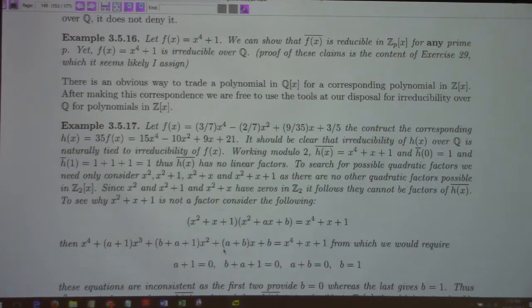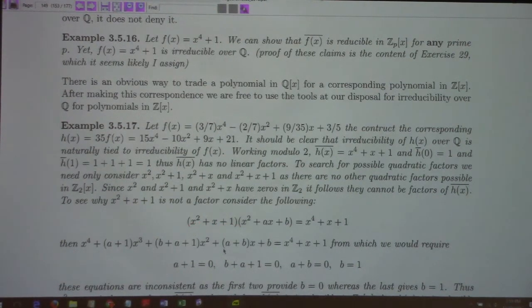What are the quadratic polynomials mod 2? You've got your x squared plus 1, x squared plus x plus 1, x squared plus x. I think that might be it. I might have missed one, but you can make a finite list. And then to see if this is reducible, you just got to see if any of those actually divide this. How do you do that? Explicit calculation. So here I do it.